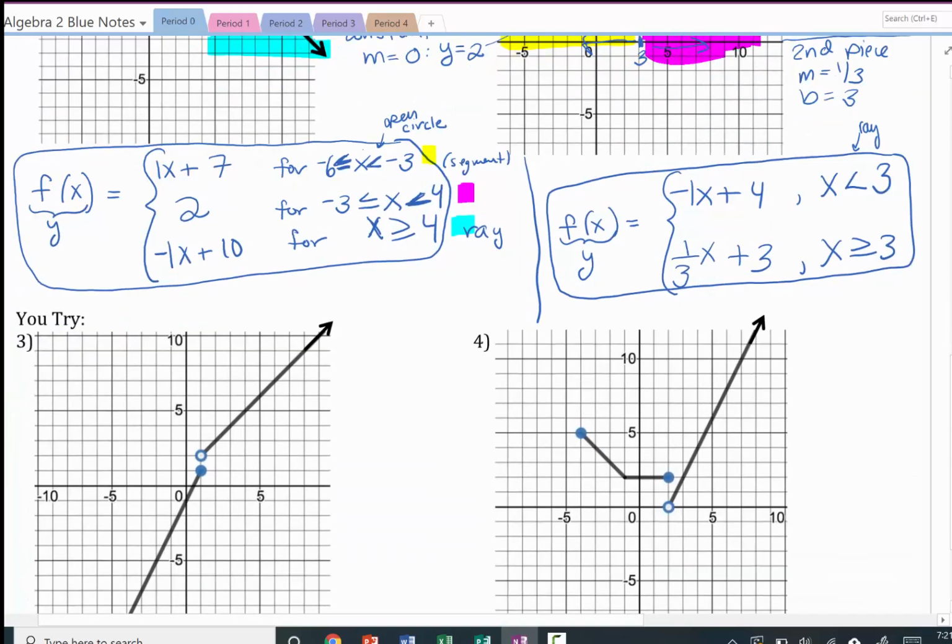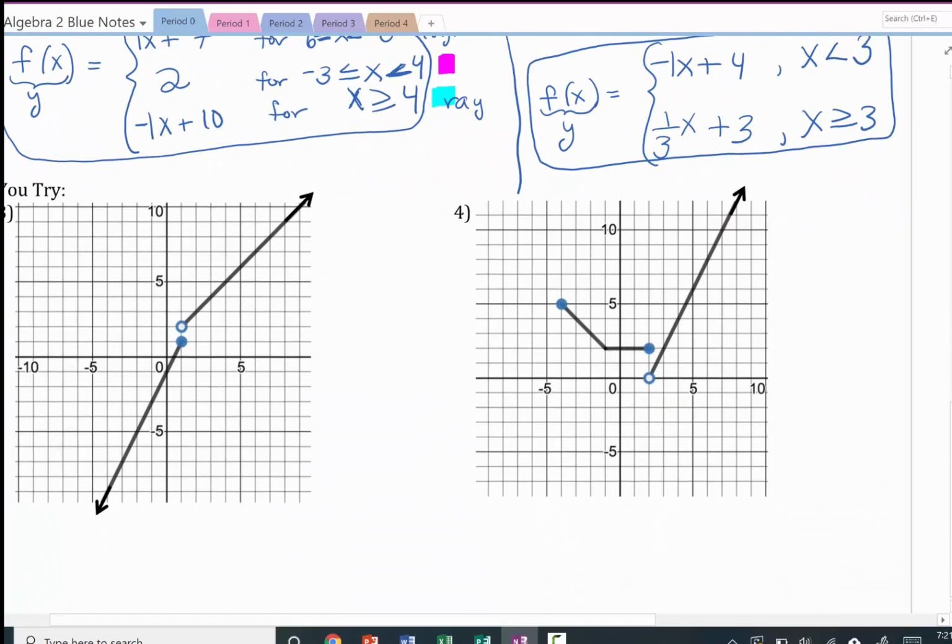So I have 2 on this sheet that I would like you to try. So I want you to pause the video right here. Like really do that. Like really pause it and try it. Give yourself time. It's probably going to take about 10 minutes. And then continue the video and I will have the solutions ready for you.